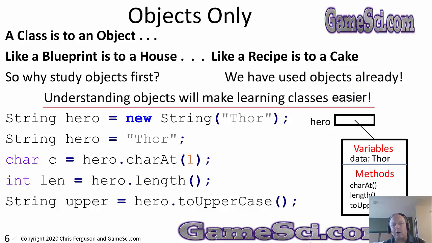An even better or bigger reason is understanding objects will make learning classes easier. Classes is typing in code. Objects is using that code. So it's sort of like learning how to drive a car before you know how to repair a car. You've got to understand how to drive a car before you really understand how the engine works. We're going to understand objects first, and then we're going to go and study classes.